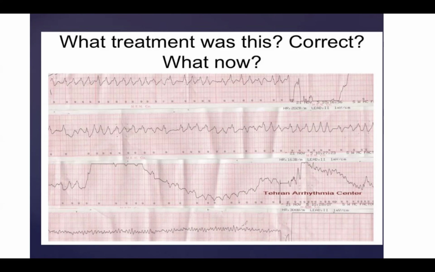So important: when you see an irregular wide QRS tachycardia in a child, you should always be thinking of VT, which is always an important concern, but also rapidly conducted atrial fibrillation. All right, any questions about this?